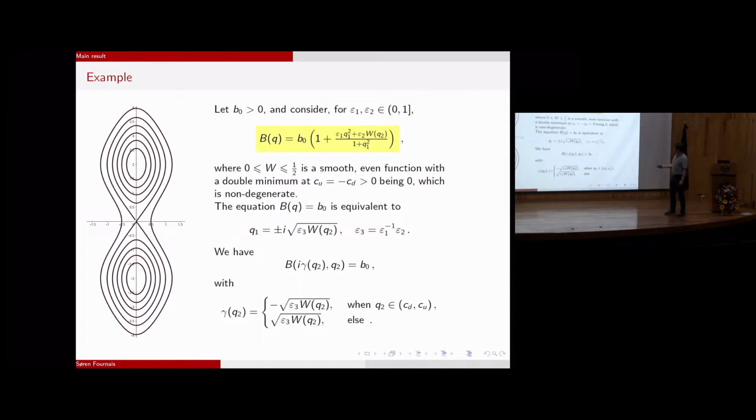But if I allow myself to go into the complex plane in Q1, then for every Q2, I have two solutions, namely Q1 equal to plus and minus i times the square root of some epsilon, and then the value of my potential, my double well potential we're drawing over there. With this epsilon 3 just being the ratio of the previous epsilons. And that actually in some sense defines a complex curve from one minimum to the other. It goes into the complex plane, but that's what it does.